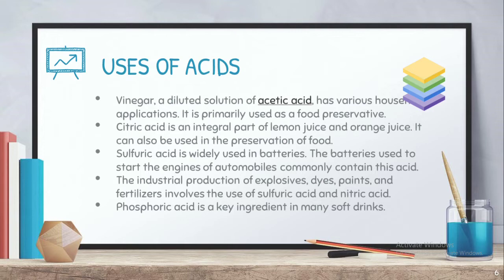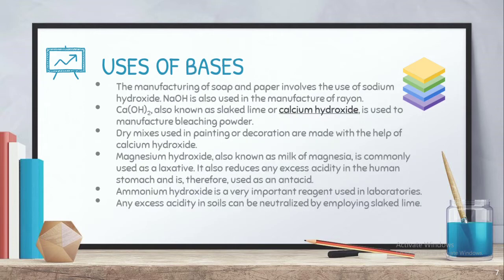Sulfuric acid is widely used in batteries. The batteries used to start the engines of automobiles commonly contain this acid. The industrial production of explosives, dyes, paints, and fertilizers involves the use of sulfuric acid and nitric acid. And lastly, phosphoric acid is an ingredient in many soft drinks.